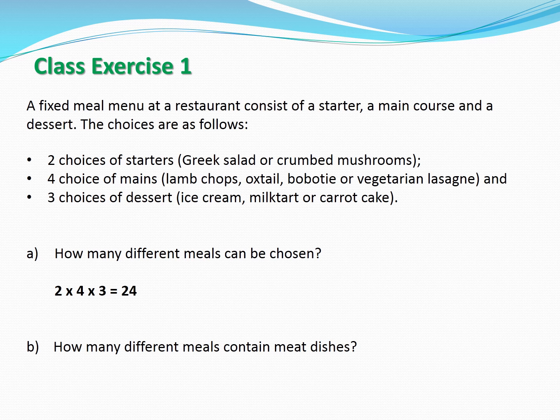And for B, how many different meals contain meat dishes? Okay, our starters will stay the same. Our mains will be influenced by this because vegetarian lasagna will be excluded since it doesn't contain meat. But our options for our desserts will stay the same. So now if we apply the multiplication rule, our total number of options will be 2 times 3 times 3, which will be 18 choices in total.